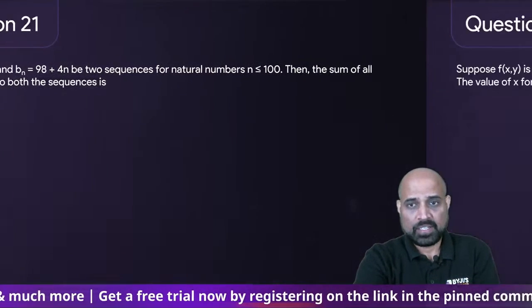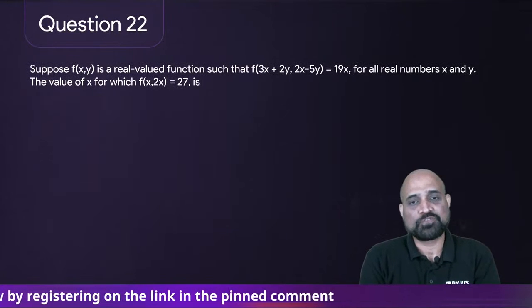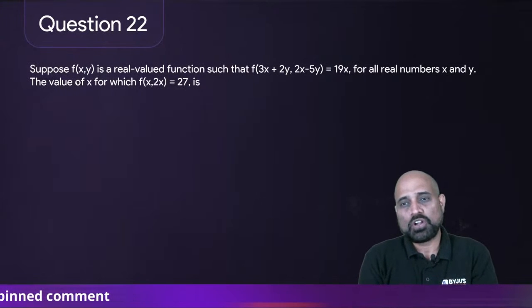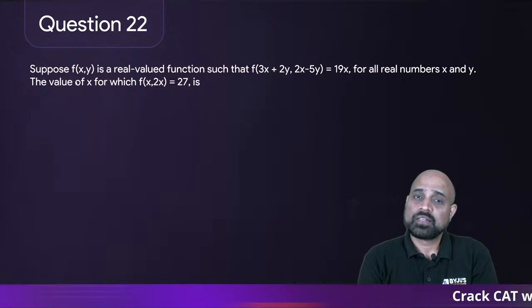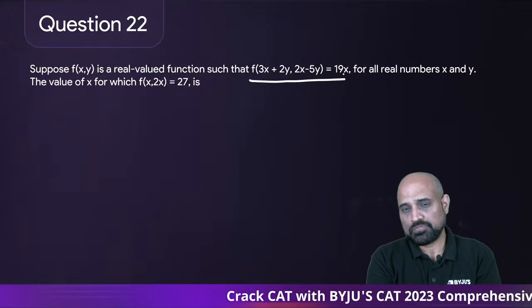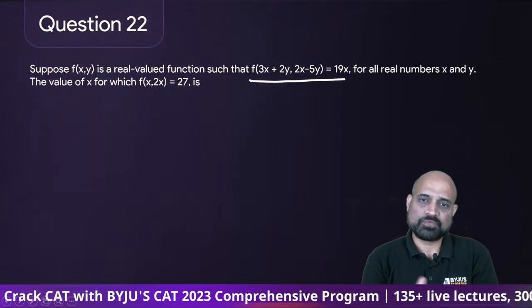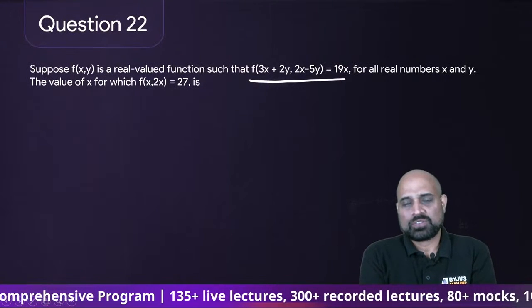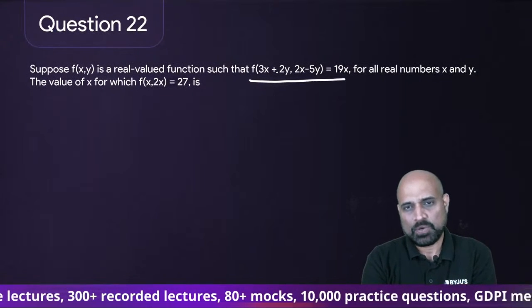Right. Question number 22. Suppose f(x, y) is a real valued function such that f of (3x plus 2y, 2x minus 5y) is equal to 19x for all real numbers x and y. The value of x for which this is 27 is. If you look at this function, we have an x, but we do have a y as a part of the expressions, right? So let's try to get rid of y. How can we get rid of y?